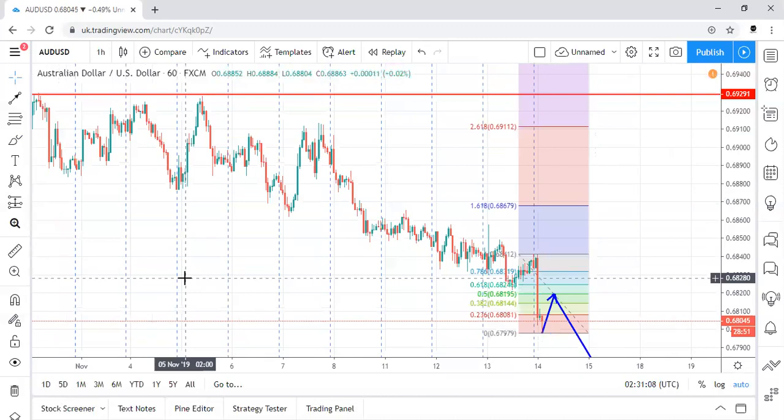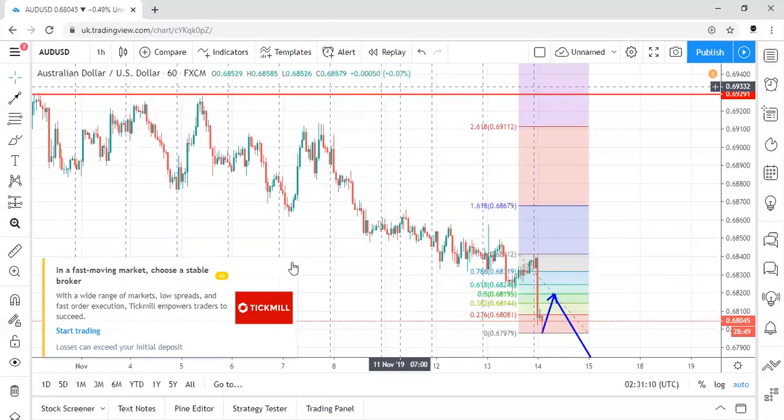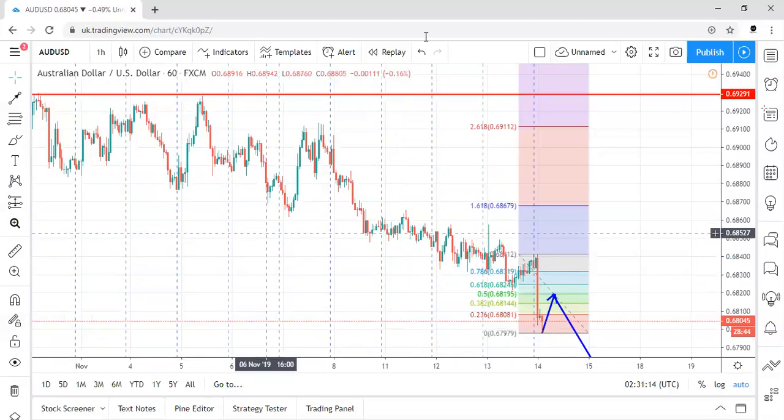Remember, this is not trading advice. It's not investment advice. This is just a disclaimer. It's not investment advice. It's what I'm seeing currently on the market. It is what I would look to do on the market.